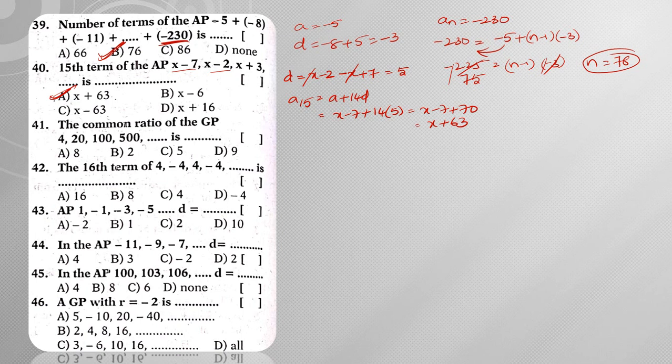Next, the common ratio of this GP. So what we can do is second term by first term. So the common ratio is 20 by 4 here. So 20 by 4 is nothing but 5. Hence the answer is 5.